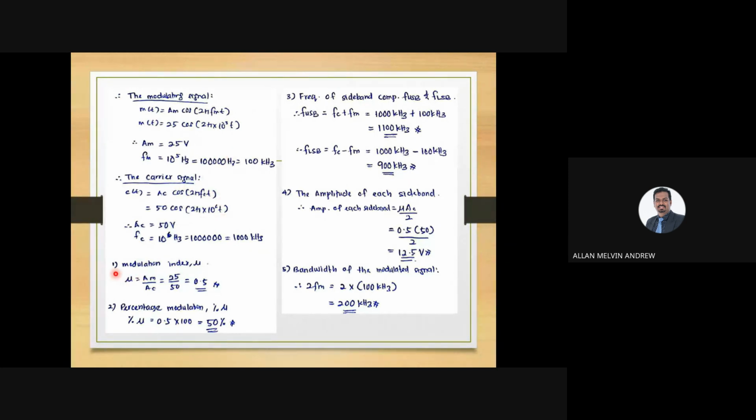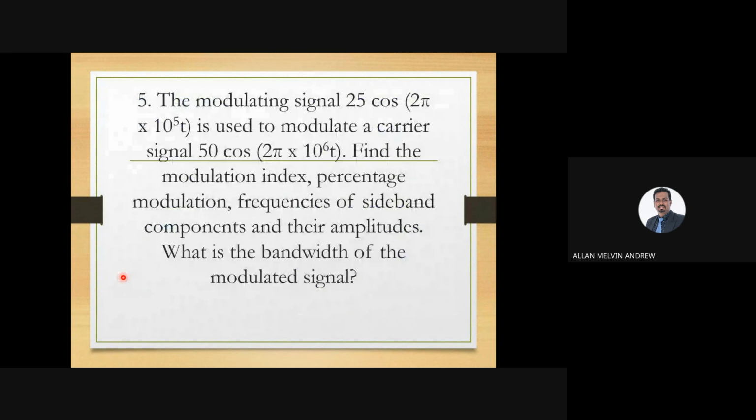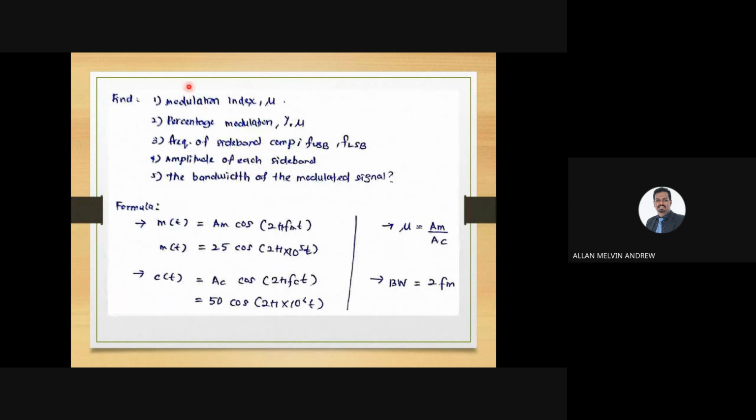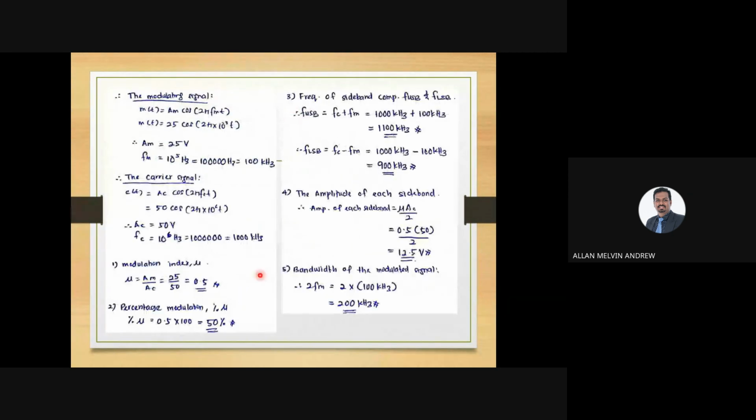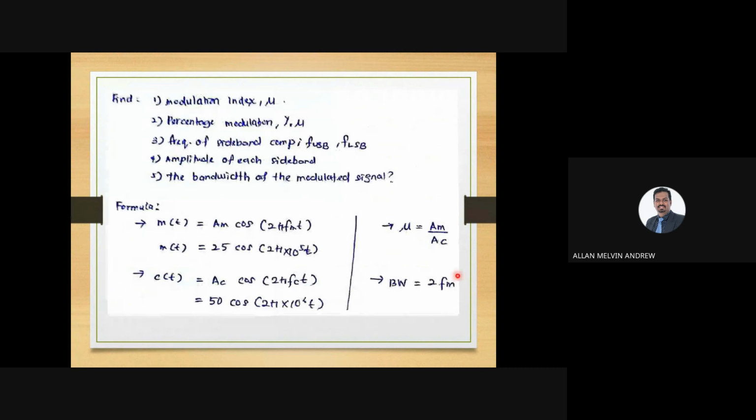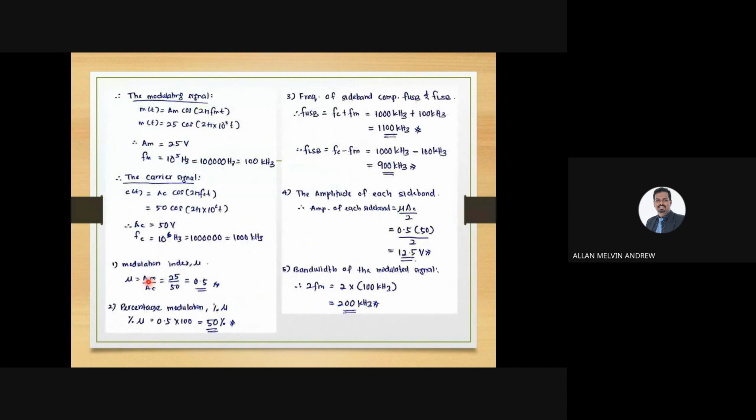Then the first thing the question asked to find is the modulation index, mu. Mu equals AM over AC. That's the formula. AM and AC values are already found: AM is 25, AC is 50. So 25 divided by 50 is 0.5. No unit because it's a ratio.